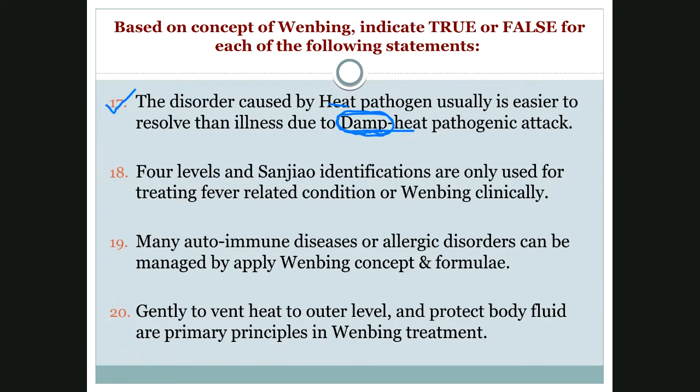The 4 levels and san jiao identifications are only used for treating fever-related conditions or Wenbing clinically. So this is a similar statement to the previous one. Is it correct or incorrect? Please, we had similar answers. This is false. Thank you very much. This is incorrect. They can be used for other disorders like Zangfu organ disorders. You learn in internal medicine 1 and 2 so many formulas, and they come from Wenbing Classics 2 originally.